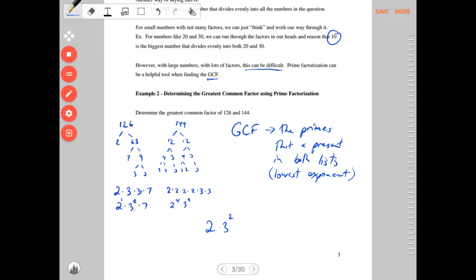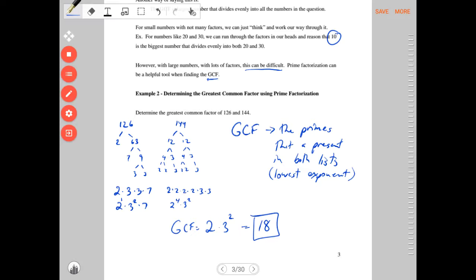Now look, 7 is not in both lists. 7 is only in the 126, so 7 doesn't factor in. So this is our GCF: 2 times 3 squared. 3 squared is 9, 2 times 9 is 18. So our GCF here is 18. If you take 126 divided by 18 and 144 divided by 18, they both divide nicely. So that is the biggest number that divides nicely into both of those.